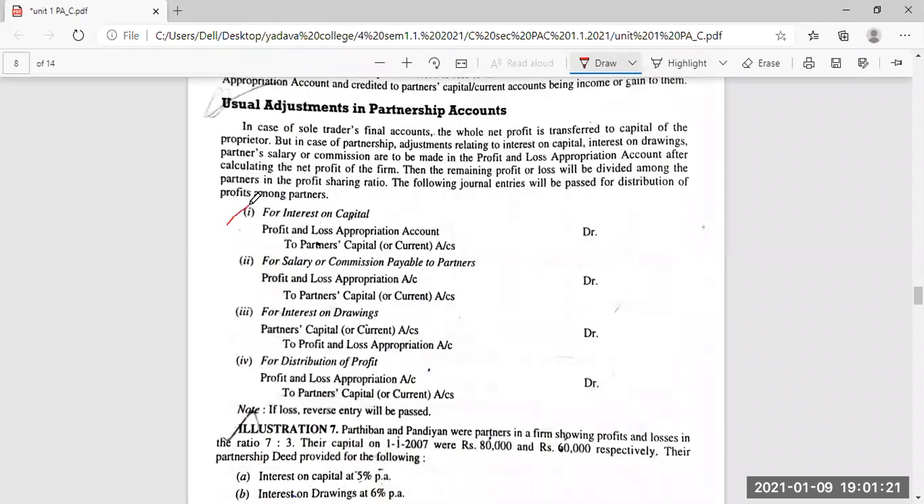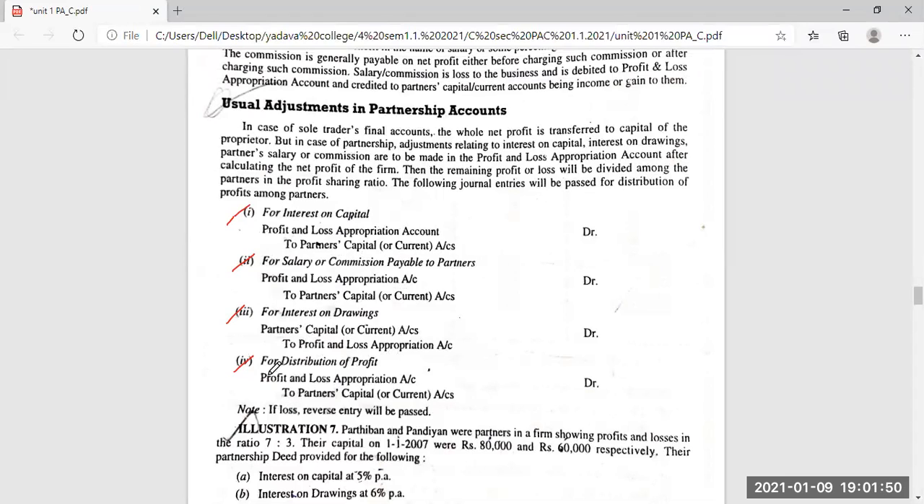For interest on capital, the following journals should be passed: profit and loss appropriation account debit to partners' capital or current account. Next, for salaries and commission, profit and loss appropriation account debit to partners' capital. For interest on drawings, partners' capital account debit to profit and loss appropriation. For distribution of profit, profit and loss appropriation account debit to partners. If it is a loss, partners' capital account debit to profit and loss appropriation.